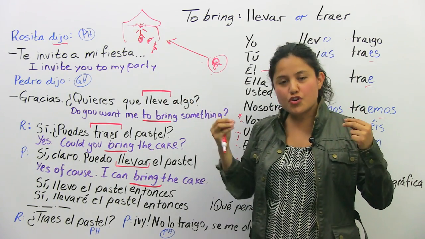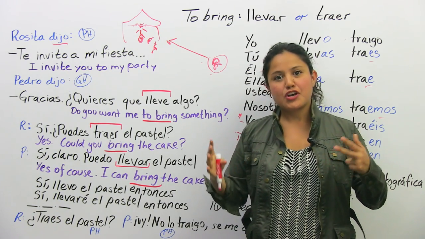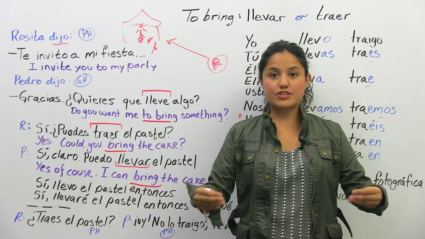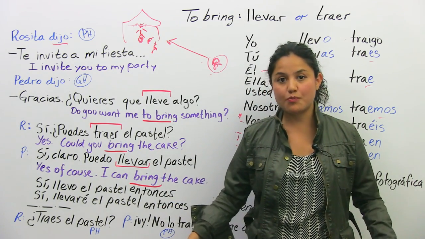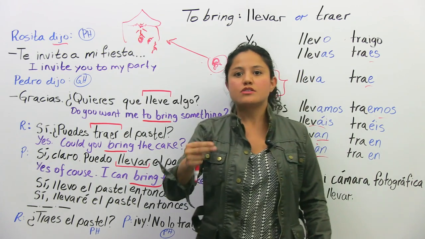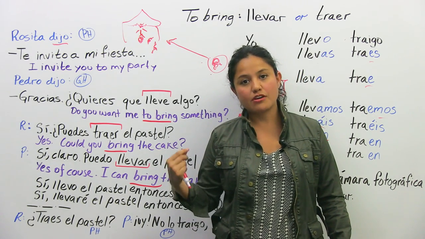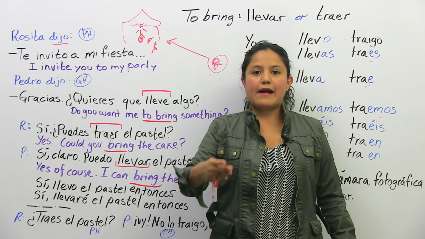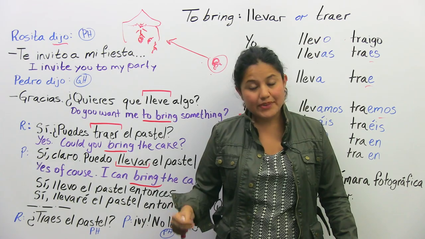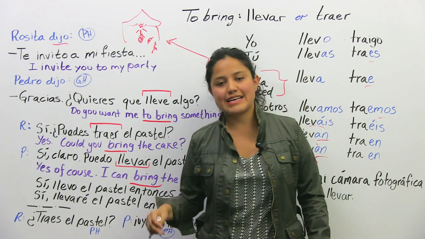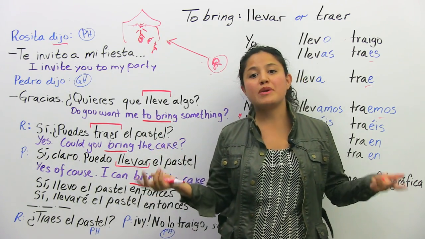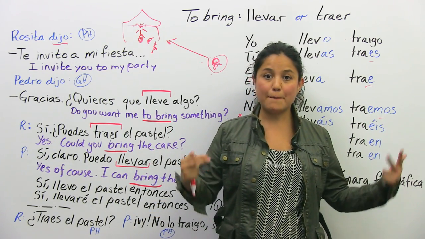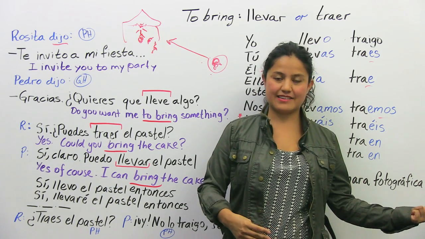So then, do you understand what I'm saying is, traer is to bring here because you're asking. You're going somewhere where you need it. Llevar is to bring with you somewhere else. So I'll give you an example. I went on vacation for a couple of days to visit my brother. And I forgot my camera. And my mom called and I said, oh, mamá, se me olvidó la cámara. I forgot my camera.